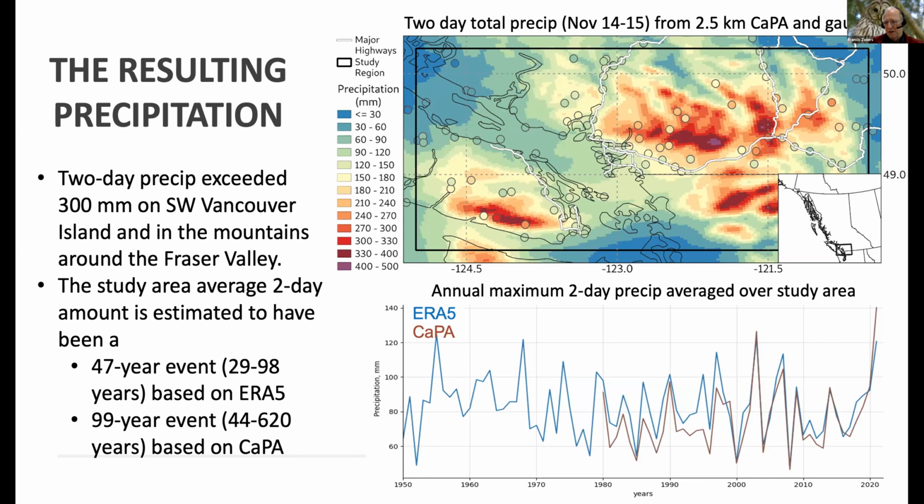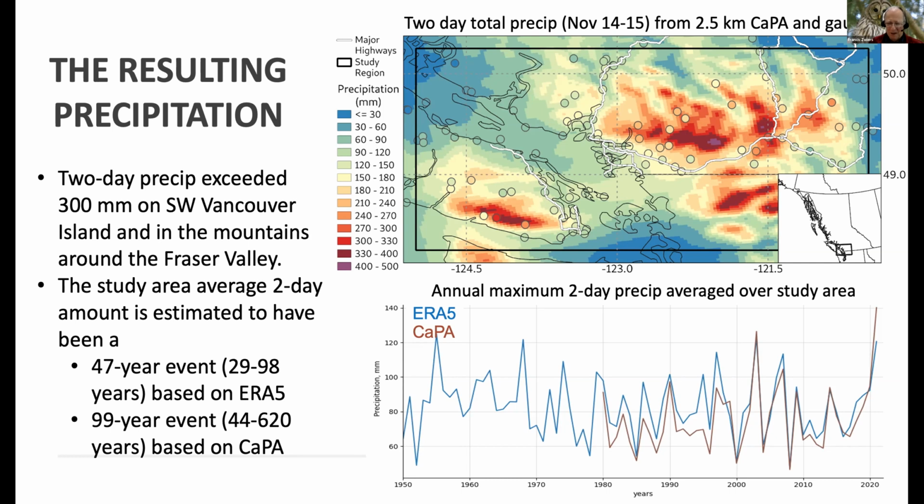Here's what the resulting precipitation field looked like, the cumulative precipitation over the 2 key days, November 14th and 15th, as derived from Kappa in colors and stations. The little circles are stations, and the black box is the main study area that we considered. The lower panel shows you the annual maximum 2-day precipitation amount averaged over that study area from ERA5 in blue and from Kappa in the rusty color. And what you see is that the November 14-15 amount really stands out, particularly in Kappa.